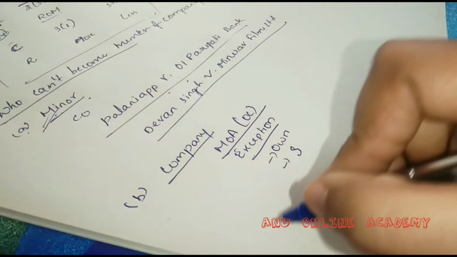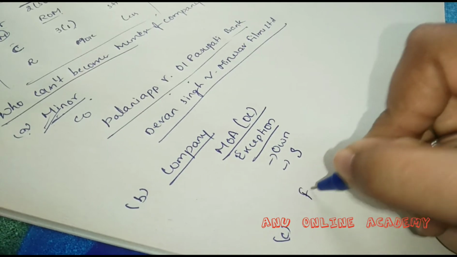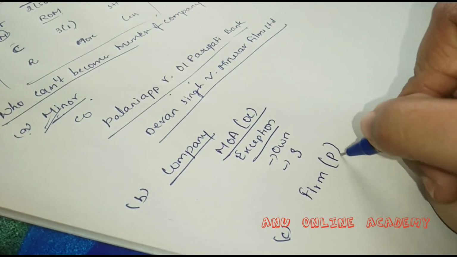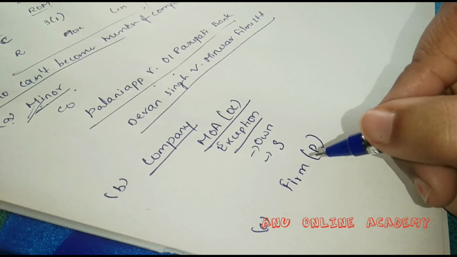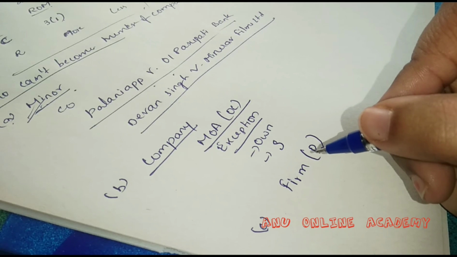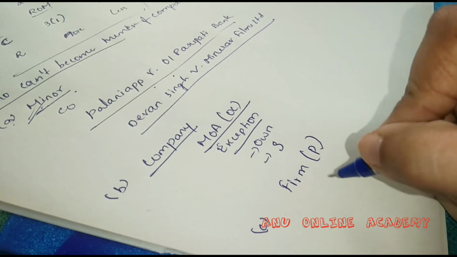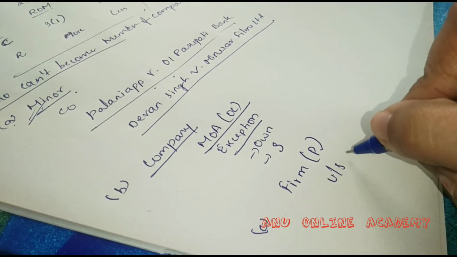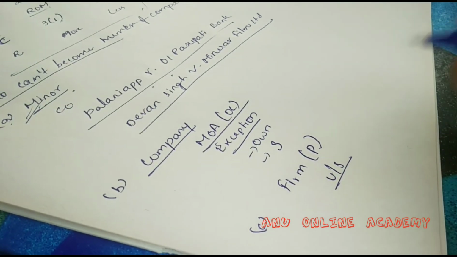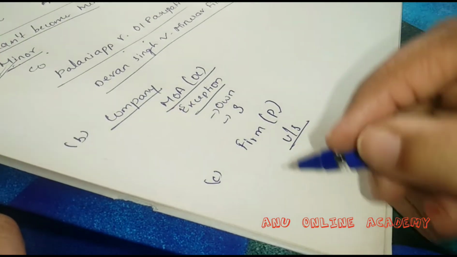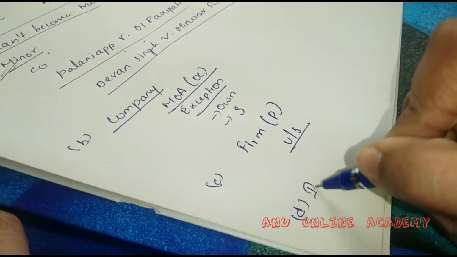And see the next one, firm, partnership. Since a partnership firm does not have a separate personality, it can't become a member of a company except a company licensed under section 8 of the Companies Act. And the last one, insolvent.